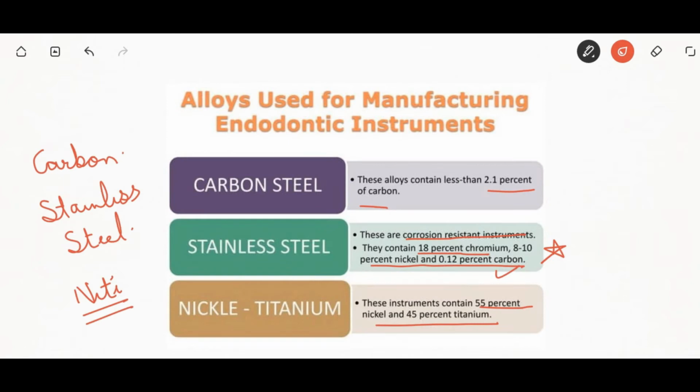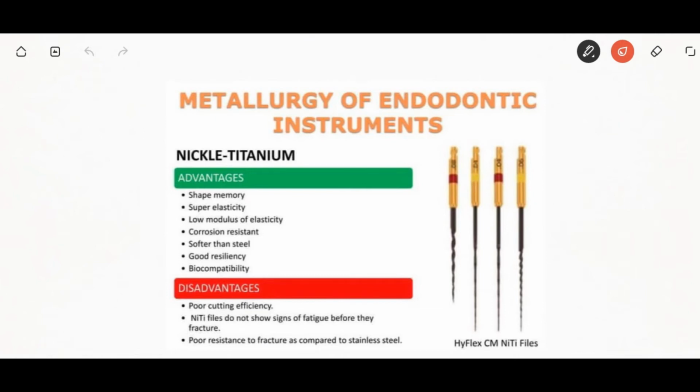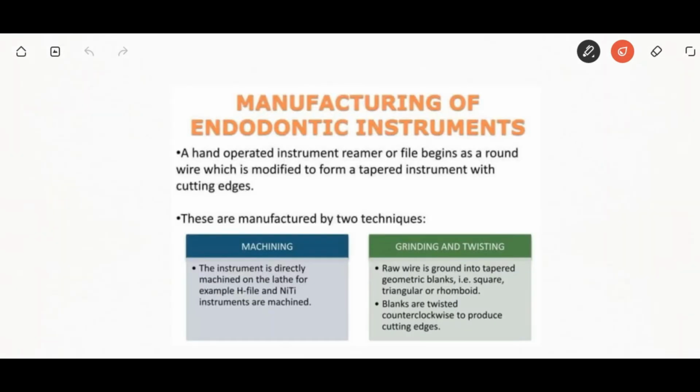The nickel titanium instruments contain 55% of nickel and 45% of titanium. The advantages of these nickel titanium alloys are that they have super elasticity, they have shape memory, they are corrosion resistant, they have low modulus of elasticity, they are softer, and they are biocompatible. The disadvantage is that they have poor cutting efficiency. Examples could be Nitiflex hand files, ProTapers, etc.